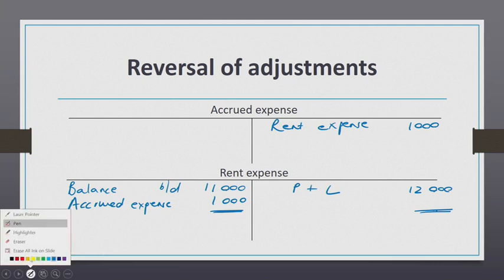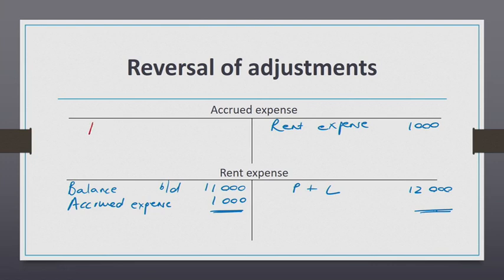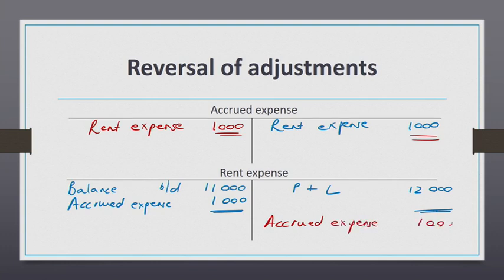Now at the beginning of the next year, we reverse this. So we want to get rid of this accrued expense. So we debit that with what? With rent expense. To get rid of that 1,000 rand. And then we credit rent expense with accrued expense, 1,000 rand. And this makes sense. Rent expense, at the beginning of the year, there is 1,000 rand at the credit side. That is what we owed for last year.